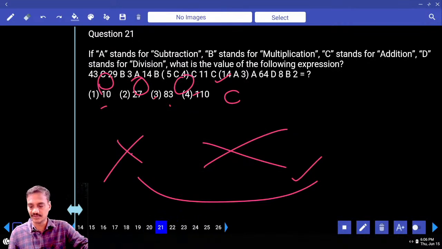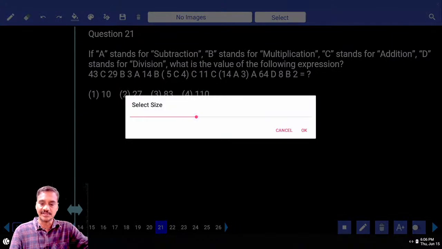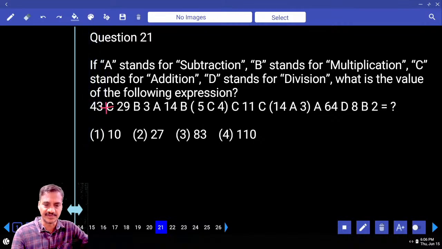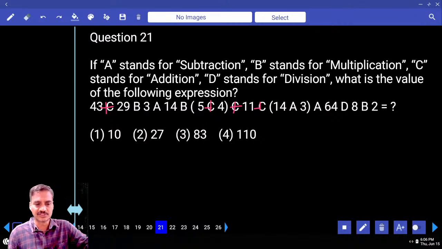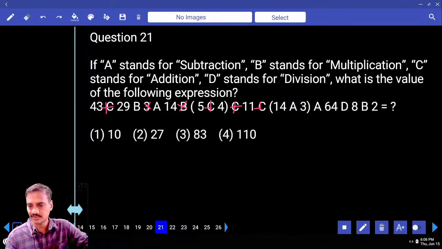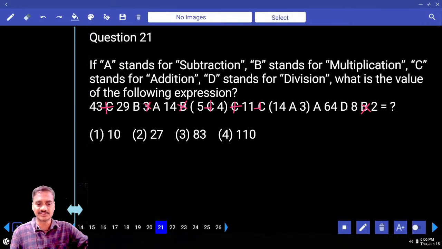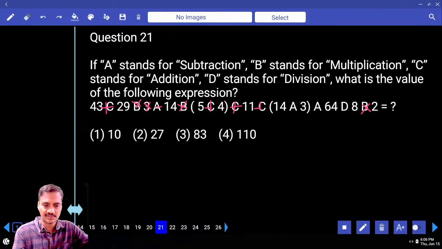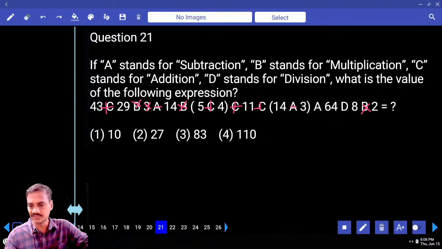Then 21. Now in this question number 21, A stands for subtraction and C stands for addition. Now C is for addition, isn't it? Then the next one, B stands for multiplication. Anywhere you have B, it is multiplication. And A stands for subtraction. And finally D stands for division.